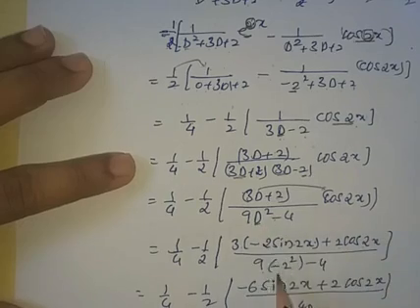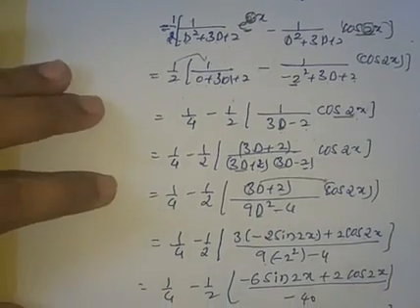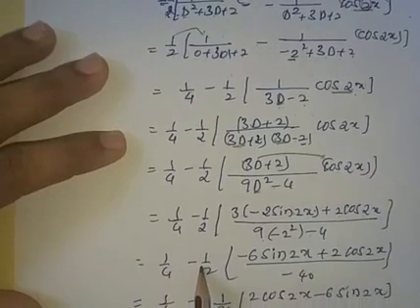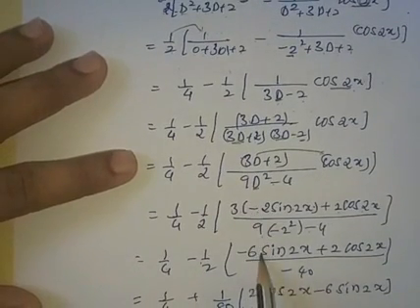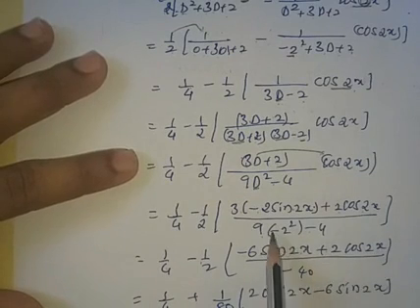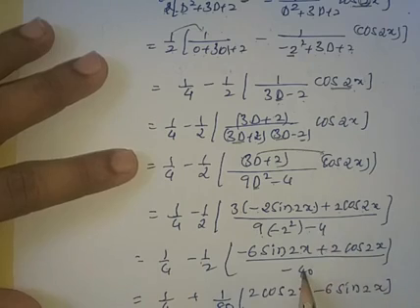9 into D square is minus a square, means 9 into minus 2 square minus 4. So now let us simplify this. 1 by 4 minus 1 by 2, this is 3 2 is 6, minus 6 sin 2x as well, plus 2 cos 2x. So minus 2 square means it becomes minus 4. Minus 4 into 9 is minus 36. Minus 36 minus 4 is minus 40.